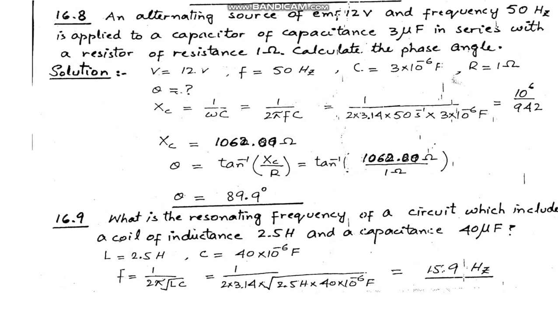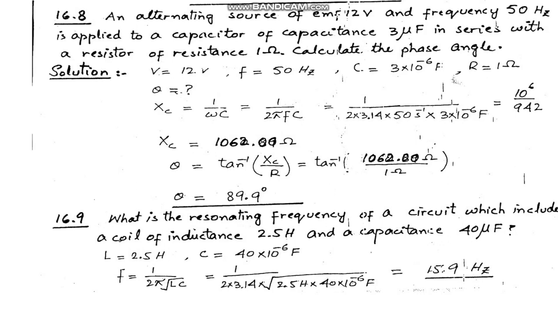Number 8. An alternating source of EMF 12 volt and frequency 50 Hz is applied to a capacitor of capacitance 3 microfarad in series with a resistor of resistance 1 ohm. Calculate the phase angle. For the phase angle, we first required capacitive reactance.